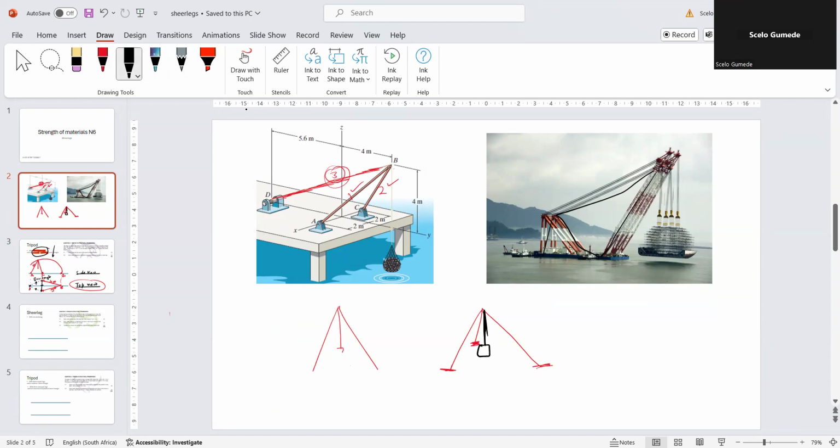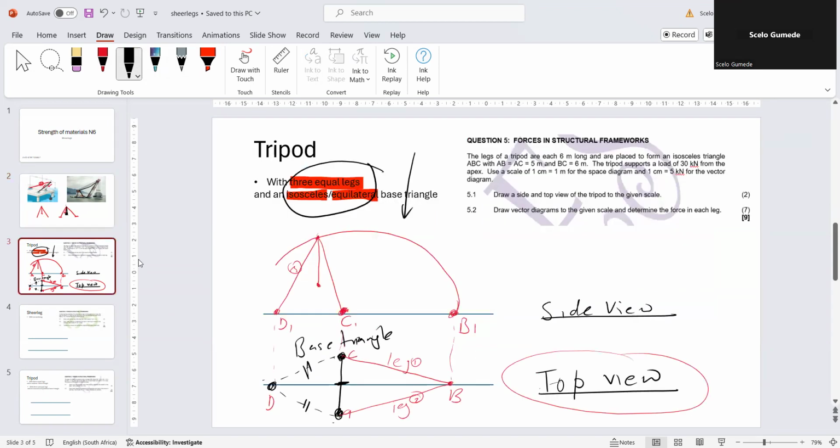So the tripod is like this. I hope this one makes sense. But this one is the one with a weight which is in front, whereas this one, the weight is in the center, which is the tripod. As you can see here, the tripod here is the weight at the center.